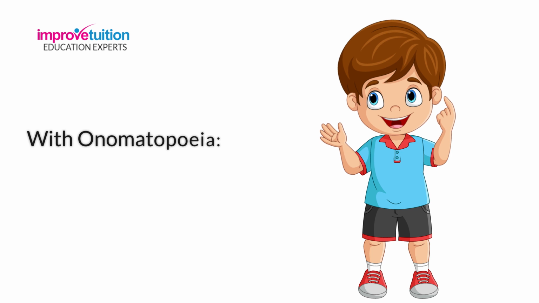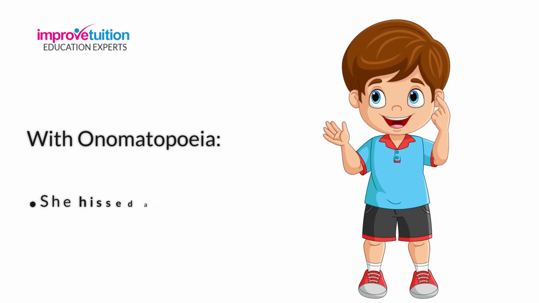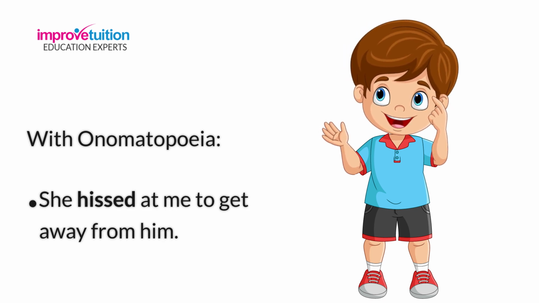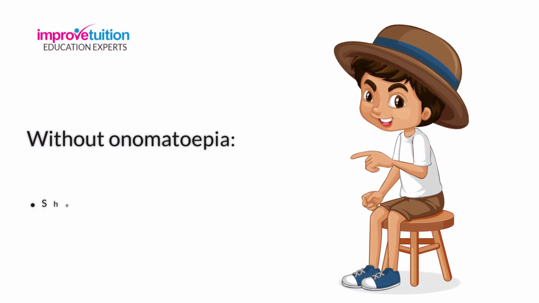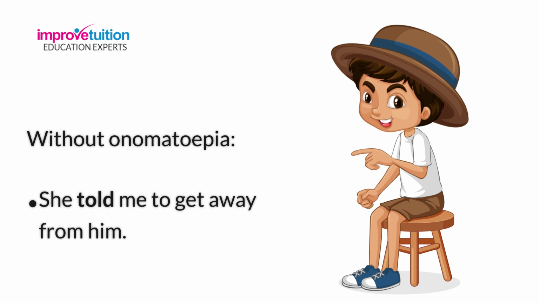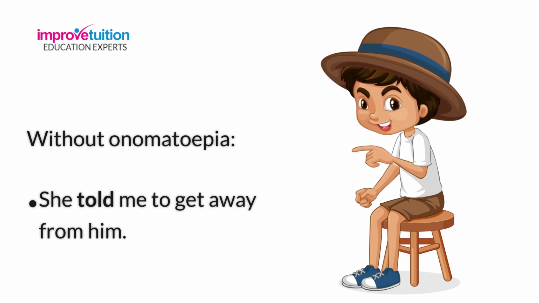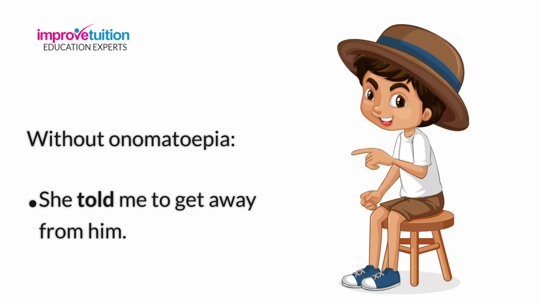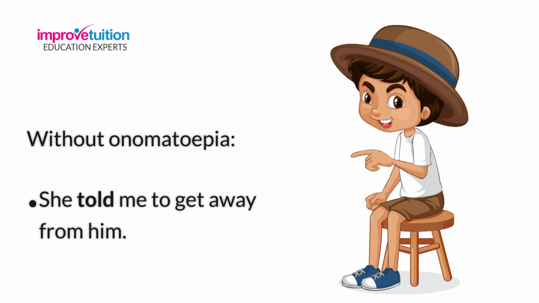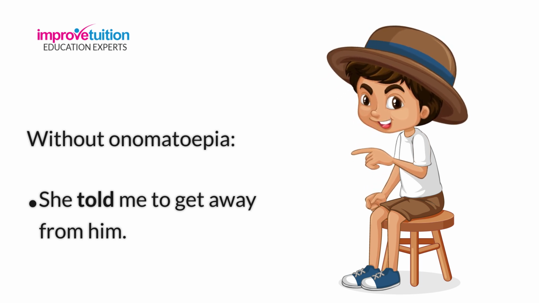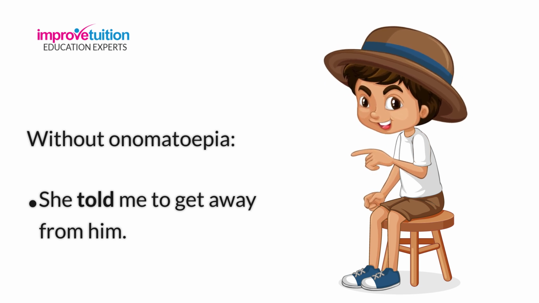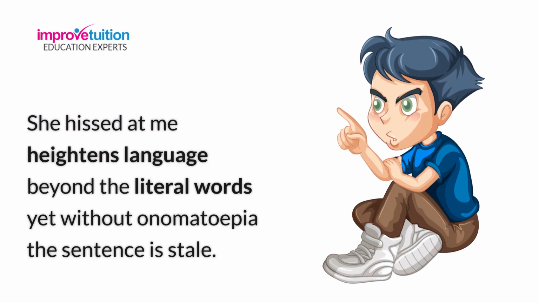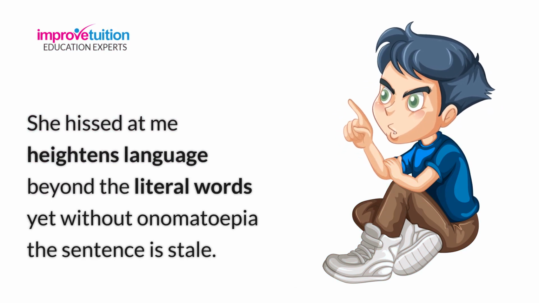Let's look at another example. With onomatopoeia, she hissed at me to get away from him. She hissed at me. Without onomatopoeia, she told me to get away from him. So the introduction of the word hissed is the actual imitation of the sound. So the letters make phonetically the sound. It imitates the sound. The furnace roared and she hissed at me heightens the language beyond the literal words.